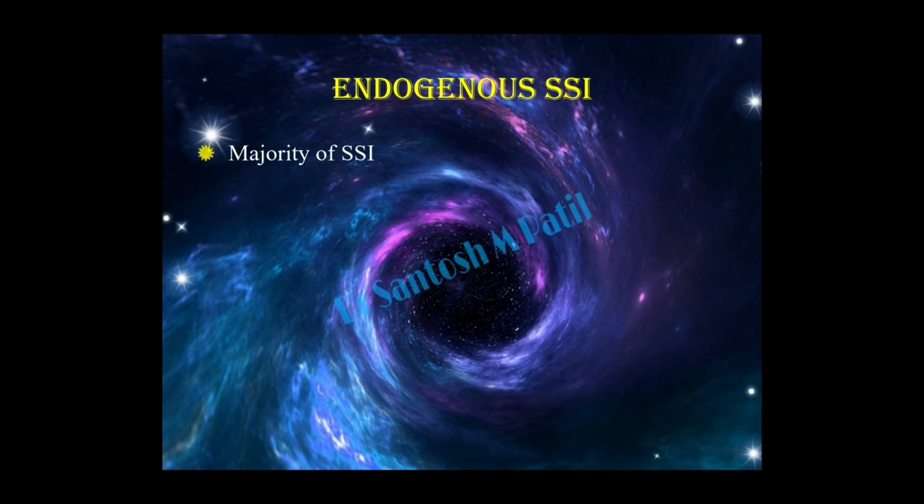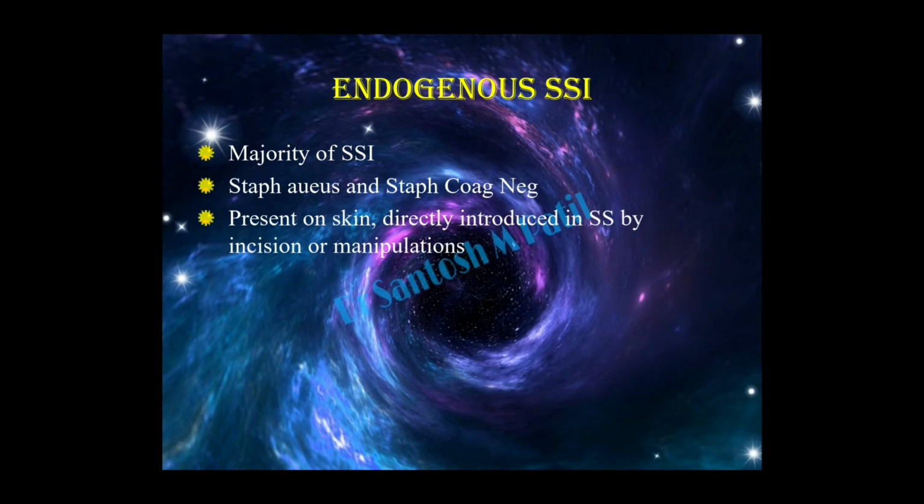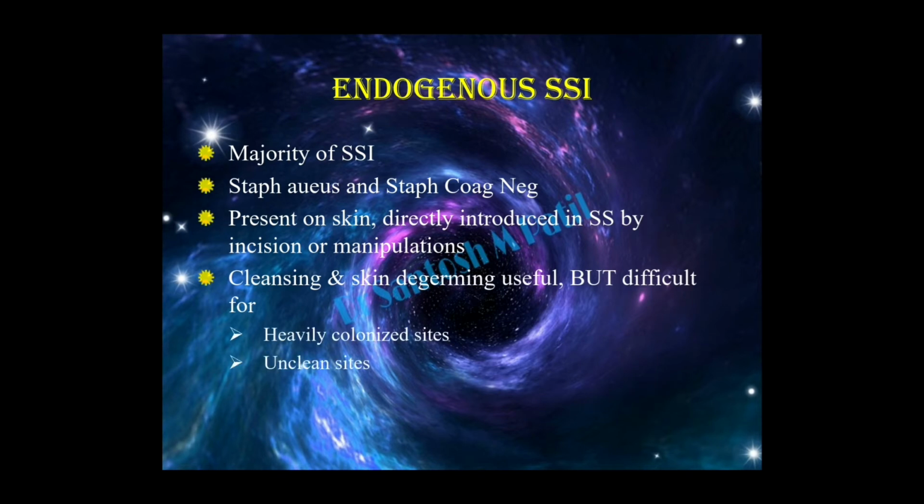So endogenous sources are the majority of causes of surgical site infection, among which, as I told, Staph aureus and Coagulase negative staphylococci are the most common organisms, which are usually present as skin microbial flora. These are introduced directly into the incision after making a small incision. Though cleaning and skin degerming are useful, when the bacterial colonies are heavy, or if the site is unclean, in such cases these bacteria predominate and they cause surgical site infection.